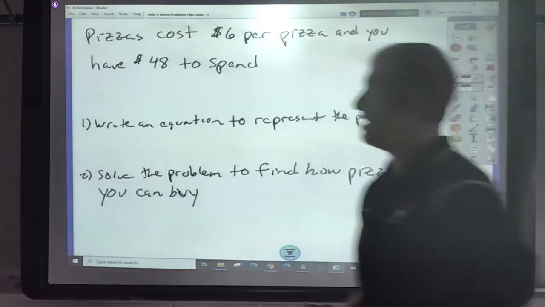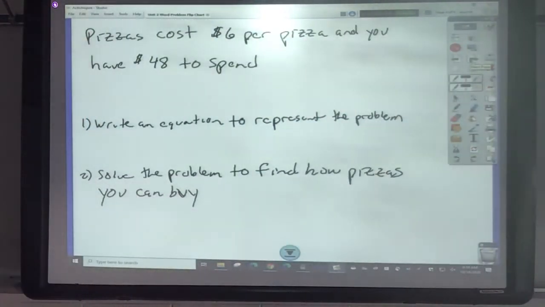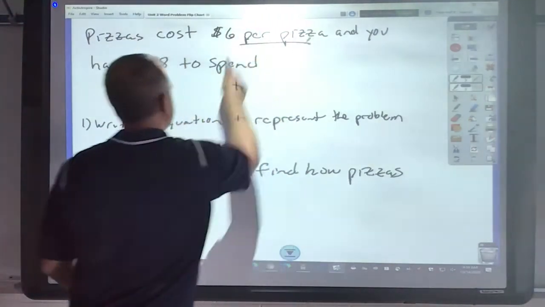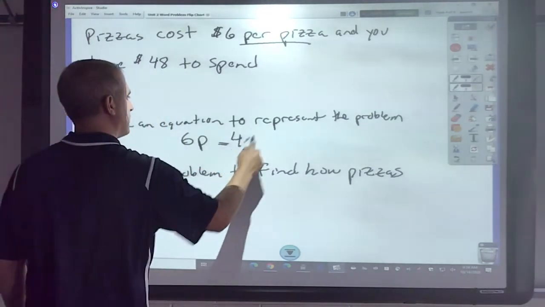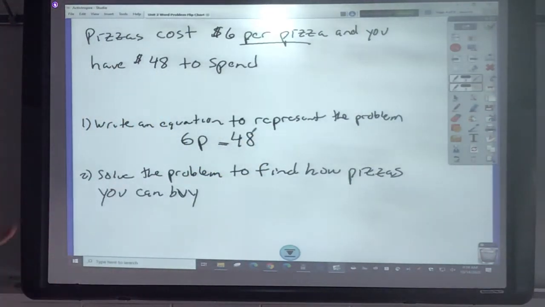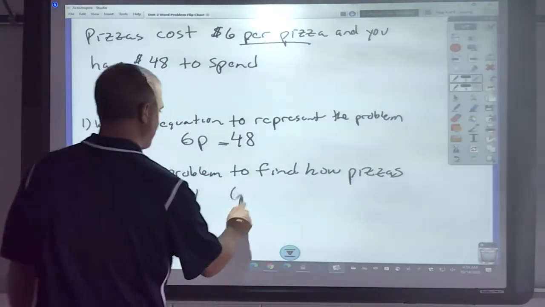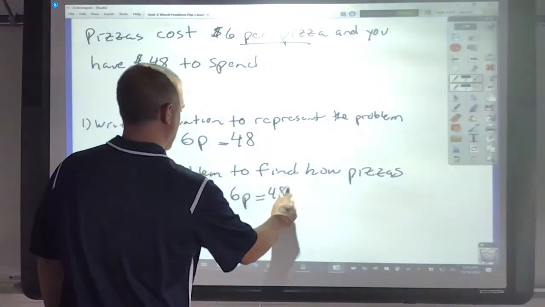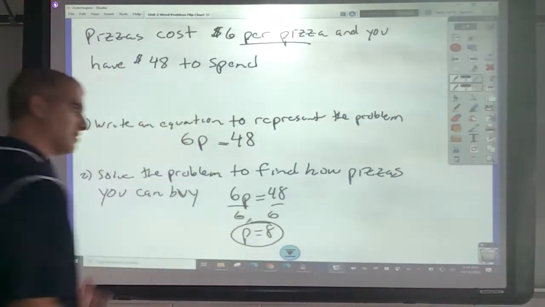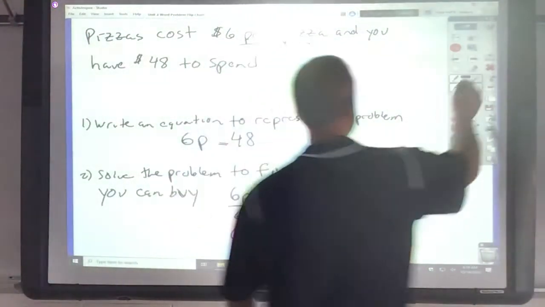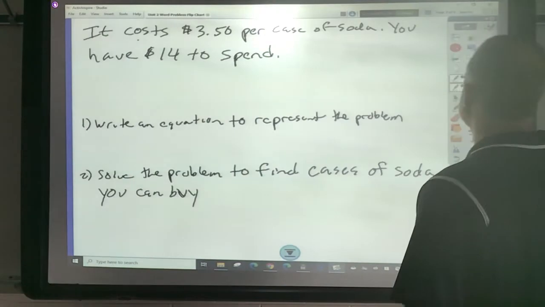All right, here's the next type of word problem you have. It says pizzas cost $6 per pizza, and you have $48 to spend. Write an equation to represent the problem. Once again, this "per" thing matters. $6 per pizza, and I have $48 to spend. Solve the problem to find out how many pizzas you can buy. That's really easy. I would just divide by 6 on both sides, and that would be 8 pizzas is what I could buy.